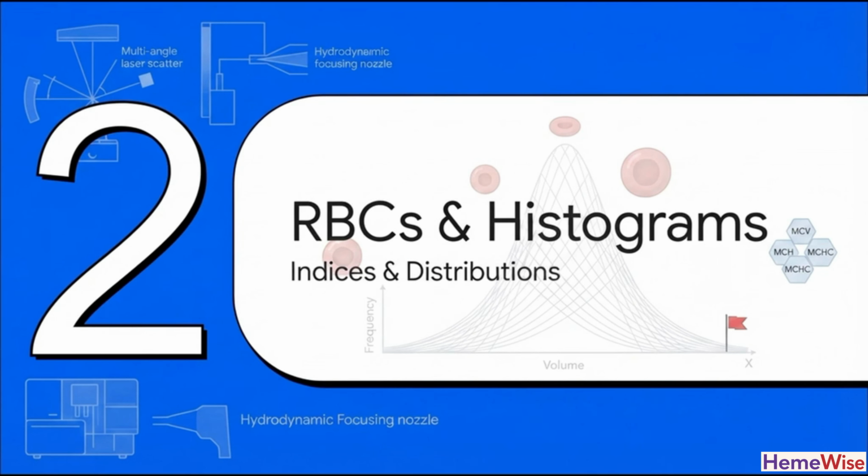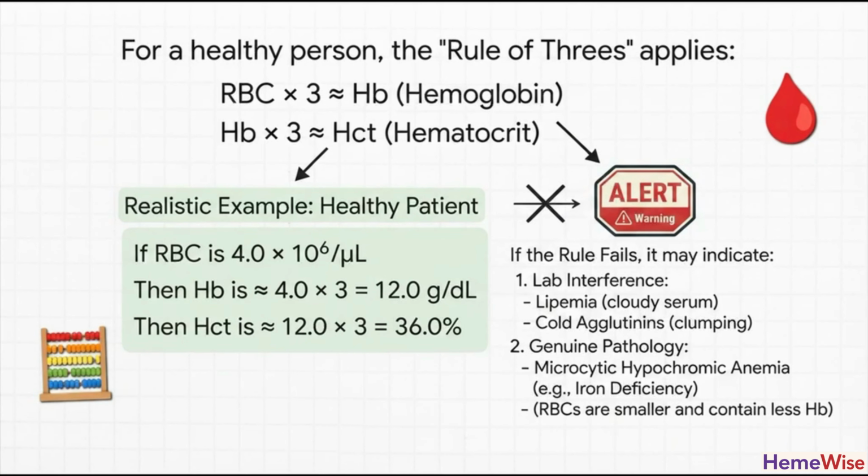Moving on to Section 2, RBCs, indices, and histograms. All right, so for a healthy patient, the first thing to know is this incredibly handy rapid math check we call the rule of threes. It's basically the lab's internal consistency check. You take the RBC count, multiply it by 3, and that gives you a rough estimate of the hemoglobin. Multiply that hemoglobin by 3, and you get an estimate for the hematocrit. If that mathematical relationship fails badly, that's a massive red flag. It means you're either looking at a real underlying hematological issue, like a hemoglobinopathy, or, and this happens a lot, a spurious lab error that you definitely need to investigate.